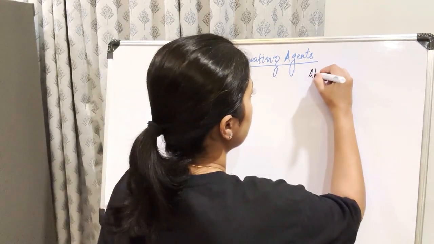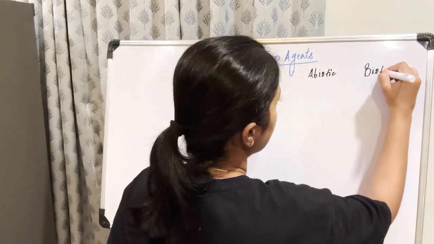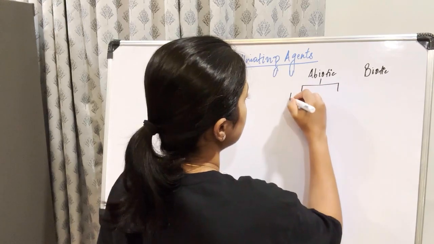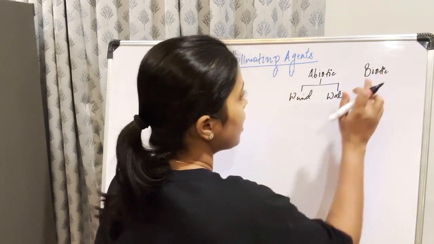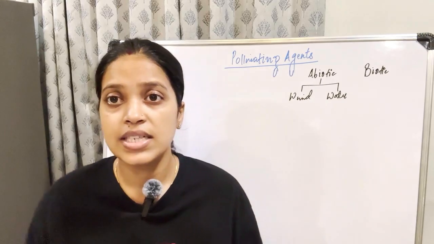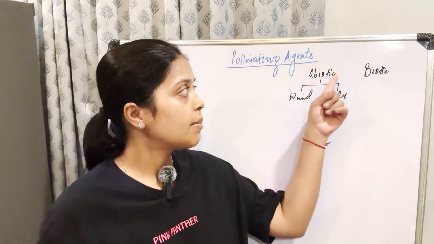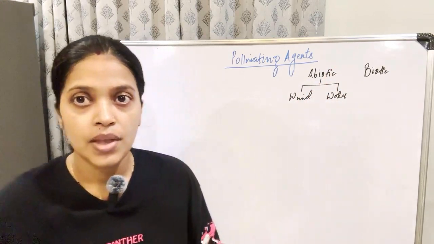There can be an abiotic or there can be a biotic source. Abiotic, we have to study wind and water, and biotic will come later, where we'll talk about how the pollination is happening through insects, birds or bats. So first we'll talk about the abiotic agents, the wind and water.